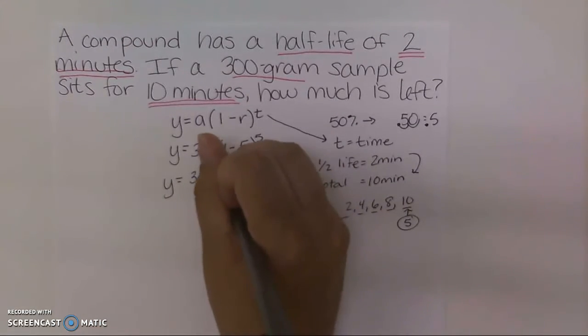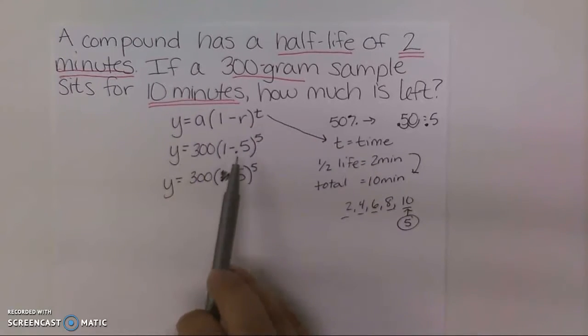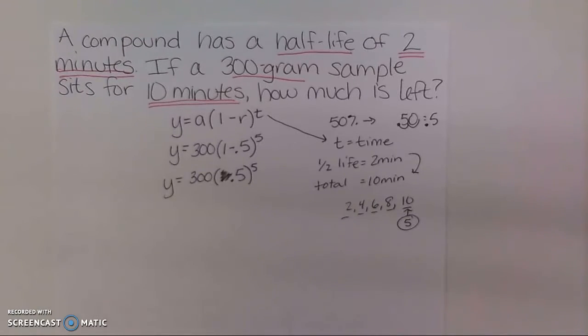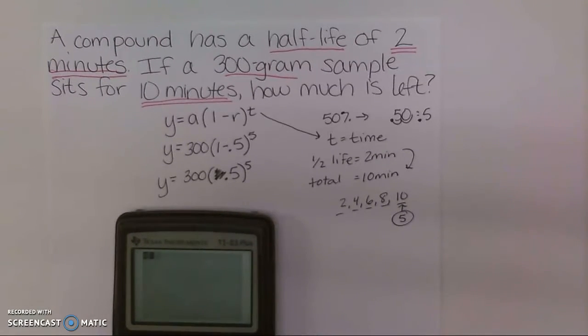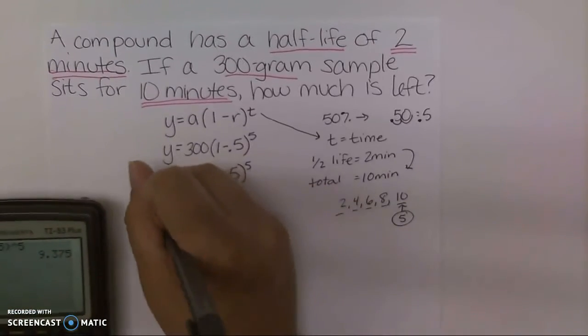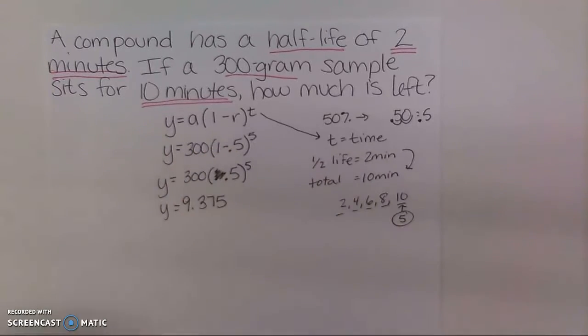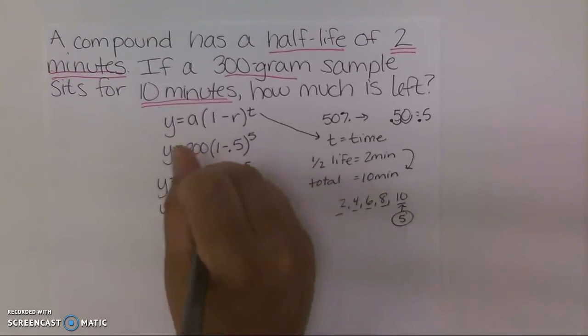Okay? So I'm going to subtract 1 minus 0.5, which is just 0.5 there. And now I'm going to plug it into my calculator. So I have 300 parentheses 0.5 to the 5th. There's my answer, 9.375. And then I always put a unit on the end there, so grams.